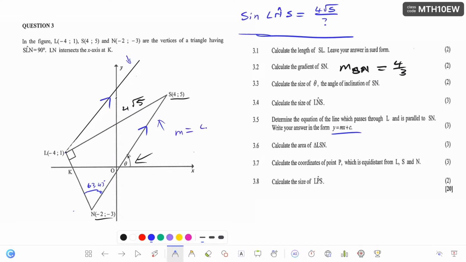And since we know the gradient of this line, m is equal to 4 over 3. So even the gradient of this line, let's take maybe it's LR, I'm just labeling it as LR, so even the gradient of LR is going to be 4 over 3. The reason is because both lines are parallel, so they also share the same gradient. So we can simply calculate our equation now using this point. So let's calculate now.